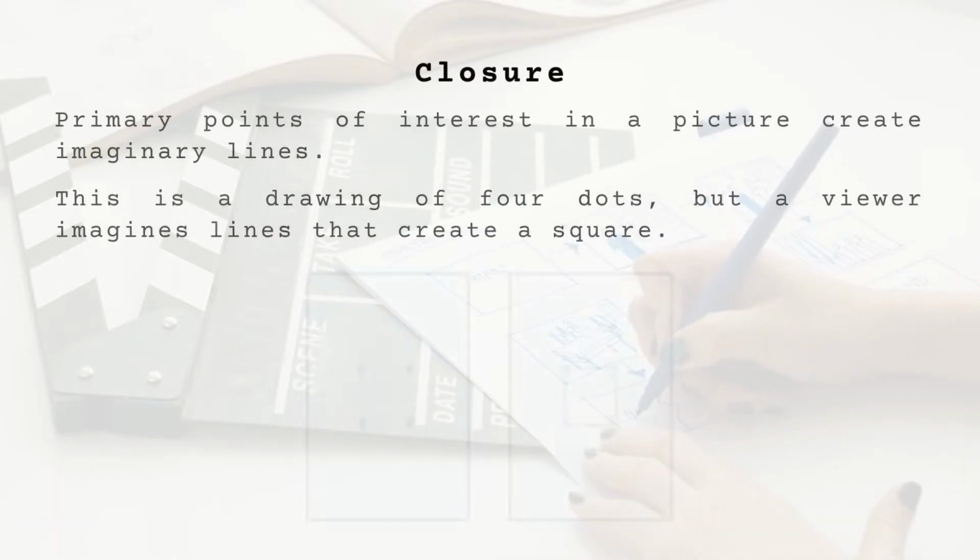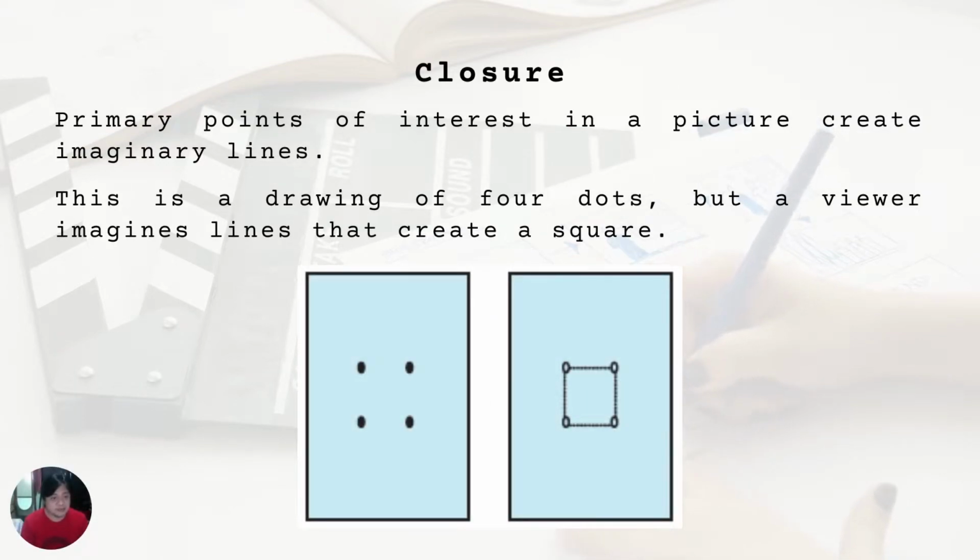Next will be closure. The primary points of interest in a picture create imaginary lines. This is a drawing of 4 dots on your left, but a viewer imagines that those 4 dots can create a square on your right. So, in a way, our eyes and our brain actually perceive or imagine a square even though we just see 4 dots. Our brain automatically connects the dots.